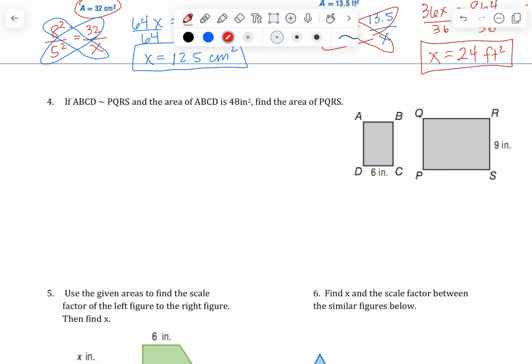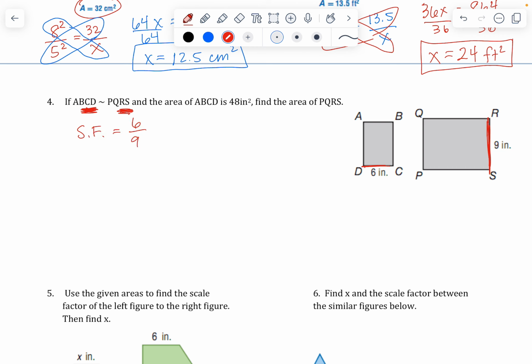So one of the things we have to figure out is the scale factor. And down here I see a 6, and it's between D and C. D and C are the last 2 letters. They should match with RS. And RS is over here with the 9. So one of these rectangles must be turned sideways. But the 6 and the 9 are corresponding sides. And so the scale factor is 6 to 9.